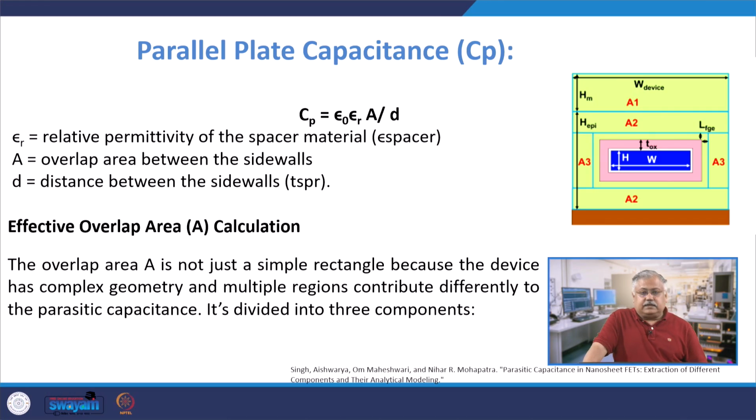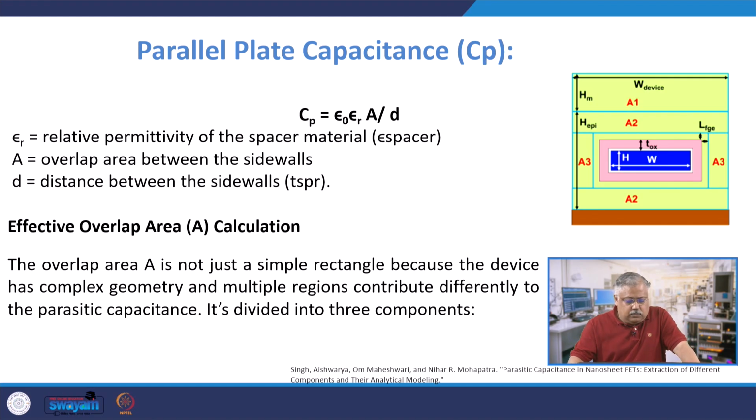Now let's deep dive into each of the parasitic caps and see how we can move ahead to do the parallel plate capacitance model. Now, if you remember, CP was the parallel plate capacitance because of the field between the spacer and the gate itself, and we know that it is epsilon naught into epsilon r into A upon D, where D is the distance between the side walls and A is the overlap area between the side walls, and epsilon r is the relative permittivity of the spacer material.